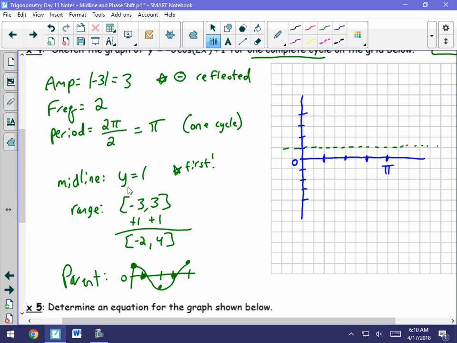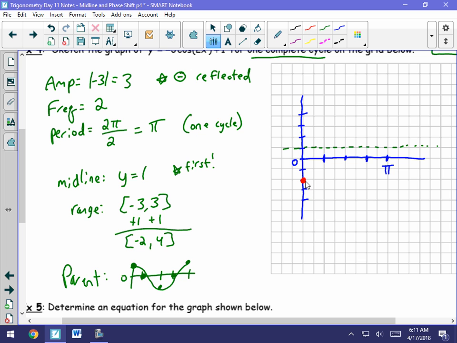All right, so the first point of the cosine graph would normally start high. This one's got an amplitude of 3. It's also been reflected, so it's actually going to start below the midline. And because the amplitude is 3, we're going to start 3 below the midline. So the first point in that cosine graph is going to be down there.